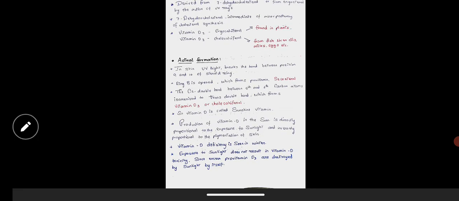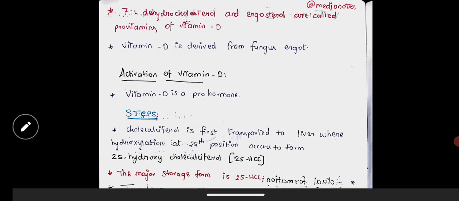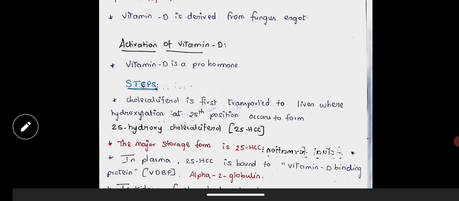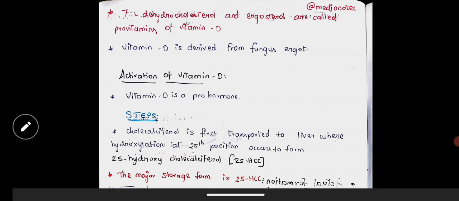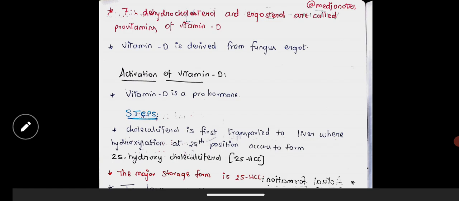Okay, this completes our first page. Then two points are there. 7-dehydrocholesterol and ergosterol are called provitamins of vitamin D. I have written these in red color. I have used various colors, and those points written in red are very important, so you should not leave them. Vitamin D is derived from the fungus ergot also.